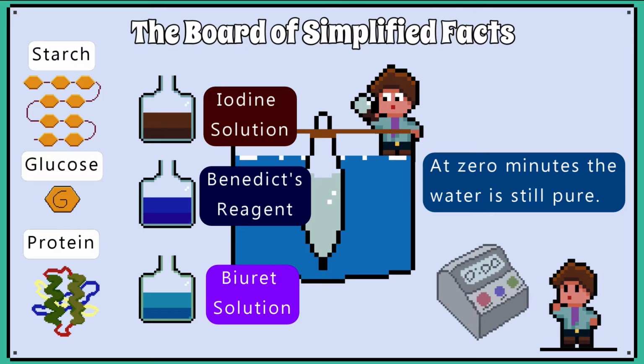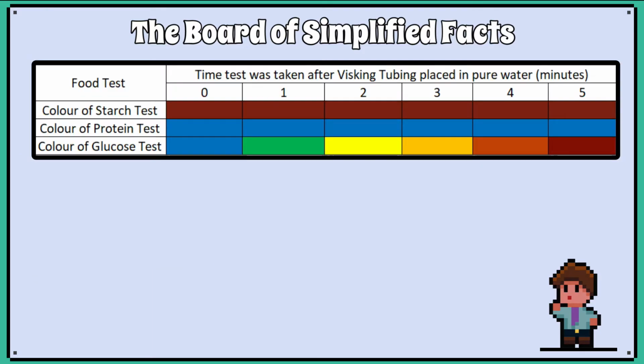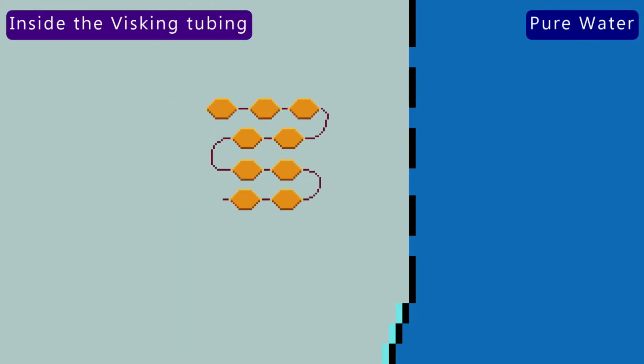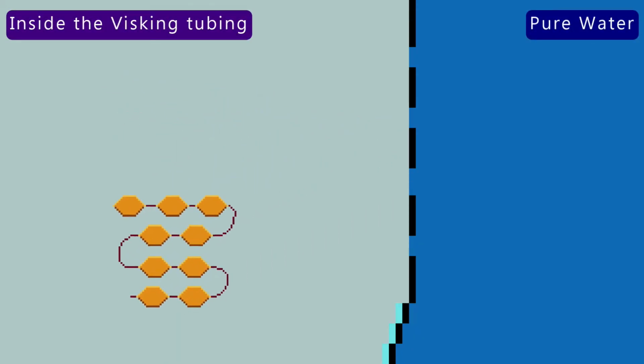Now, after every minute, we will test the water for starch, glucose and protein. We then get the following results, which we will now explain. The starch test is negative each time, because the starch molecules are too large to fit through the pores of the semi-permeable membrane of the visking tubing.